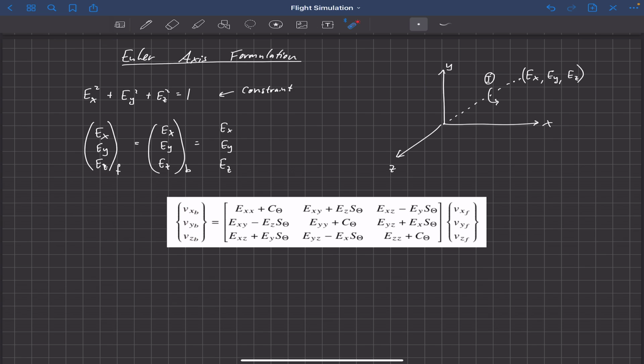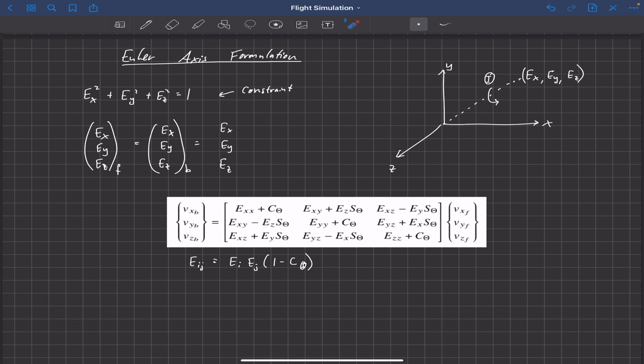Now, one shorthand notation that is being used in this equation is that EIJ, so we've got these, you can see EXX, EYY, EXY, EXZ. This is just some shorthand notation where EIJ is equal to EI times EJ times 1 minus cosine of capital theta. Okay, so the capital C's here are cosines and the capital S's are sines of theta, okay?